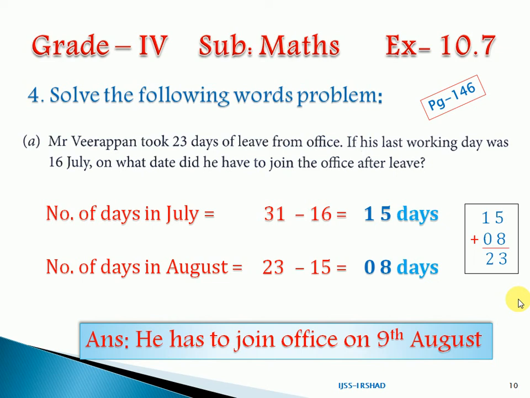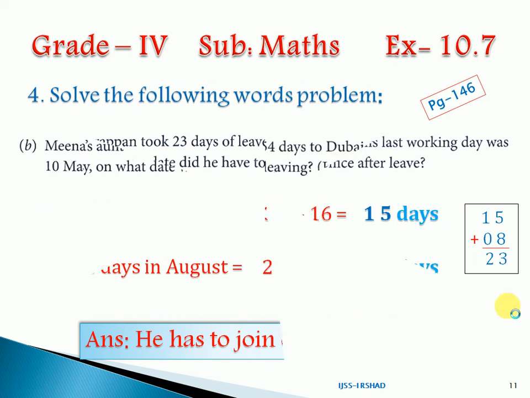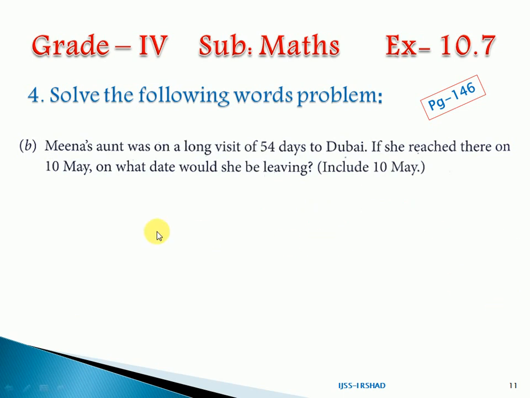Now I will move to the next one, 4b. So this is question number 4b. Mina's aunt was on a long visit of 54 days to Dubai. If she reached there on 10th May, on what date would she be leaving?